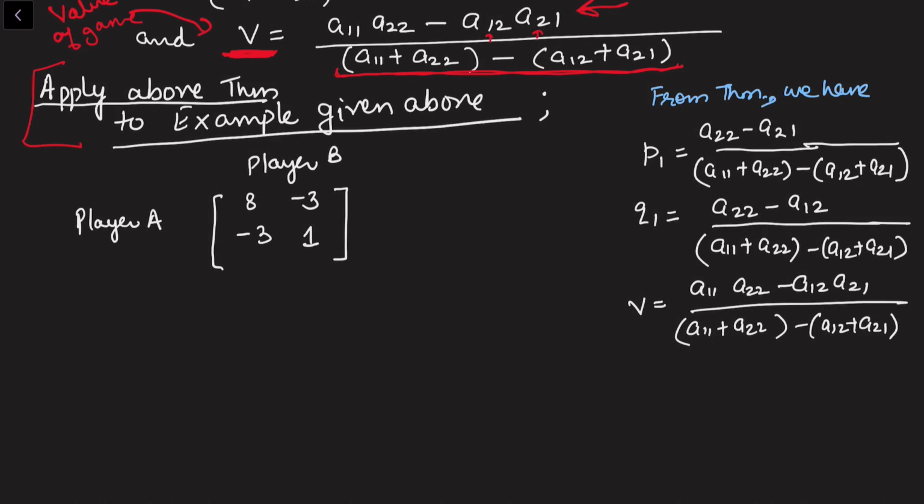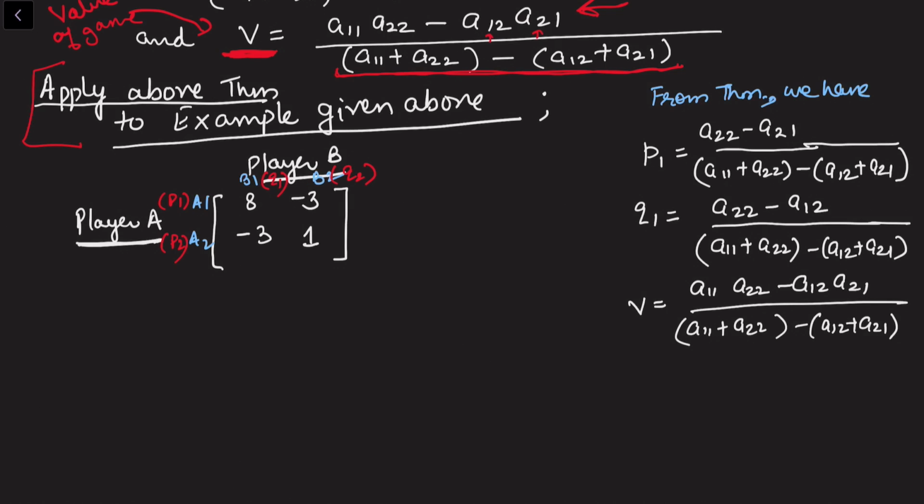So we have just taken this example earlier, player A and player B, and we have seen that there is no saddle point. So in this case, player A is coming with two strategies A1, A2, and player B is also coming with two strategies B1, B2. A1 is coming with probability P1, A2 is coming with probability P2. Player B selects the B1 strategy with probability Q1, and similarly Q2.